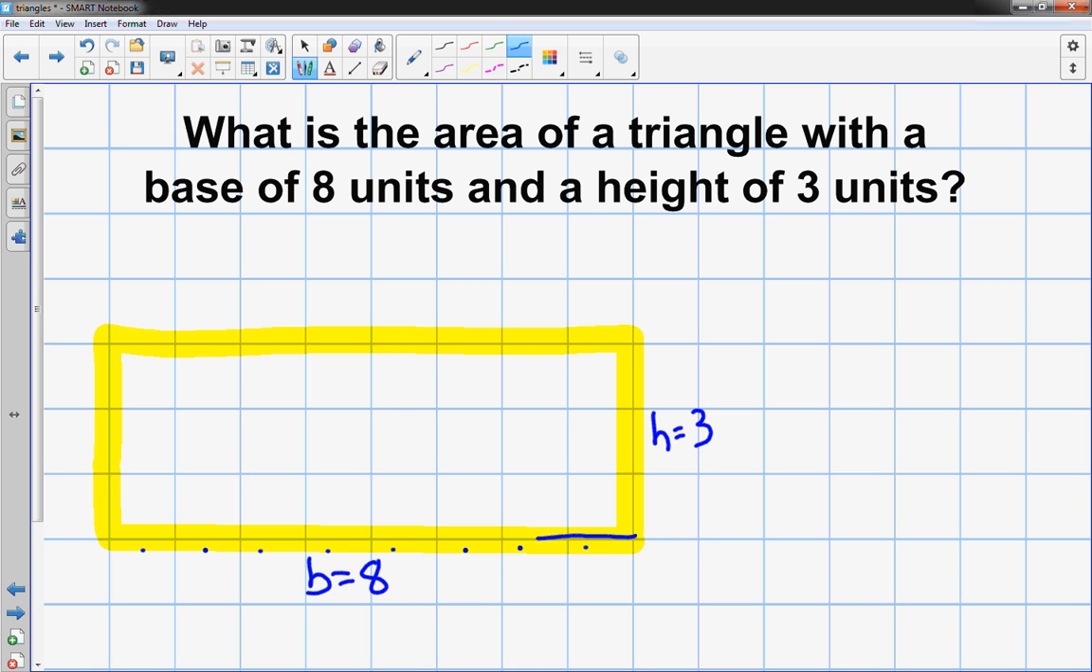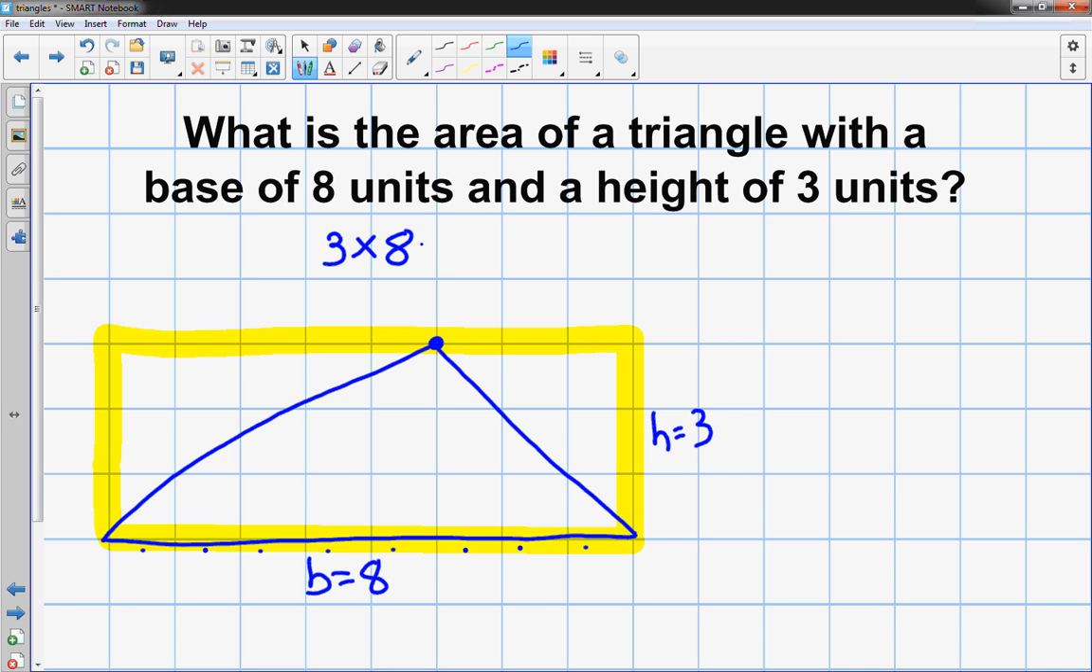And now I'm just going to actually draw in my triangle. So there's the base of 8. It's going to be, let's put my peak, I'll put it right there. And then I just do the other 2 sides and calculate it out. 3 times 8 is 24. That's for the rectangle, but I want the area of half of that because that would be the triangle. So half of 24 is equal to 12. So the area of this triangle is equal to 12 square units.